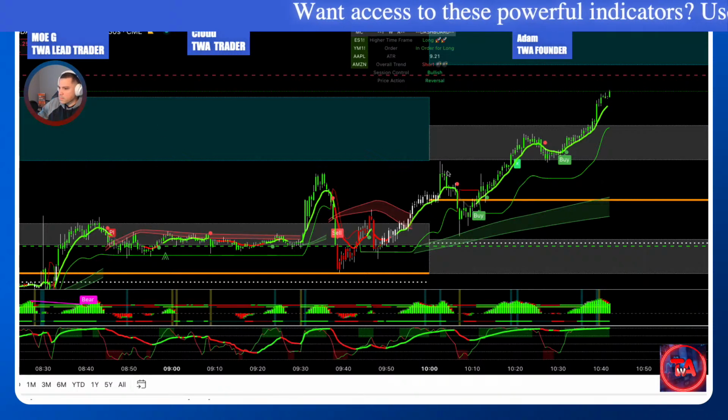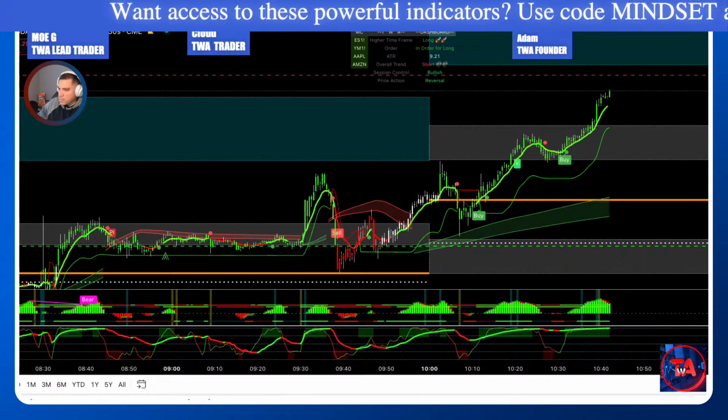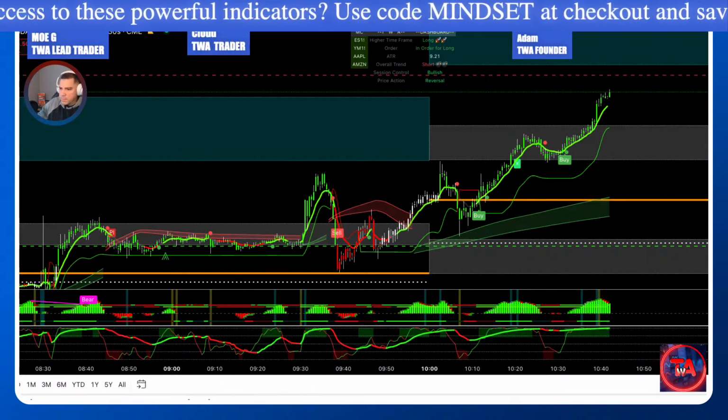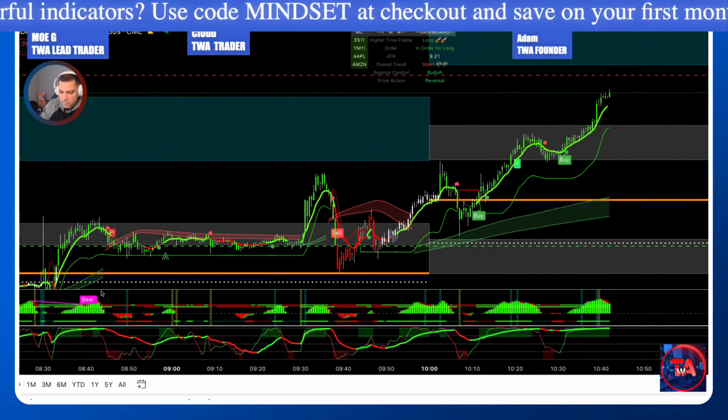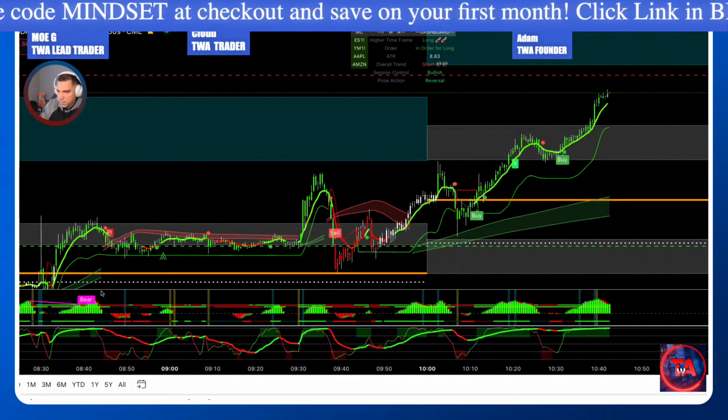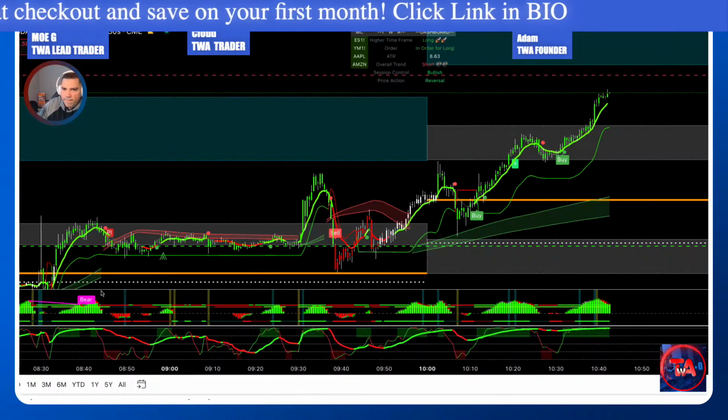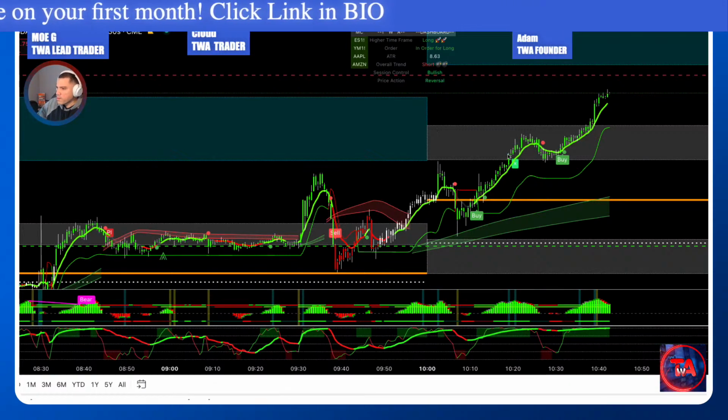When the dashboard lines up, it's a very, very powerful day. You don't need to be an expert at this. The dashboard will do the work for you. All right, so you heard it here again.